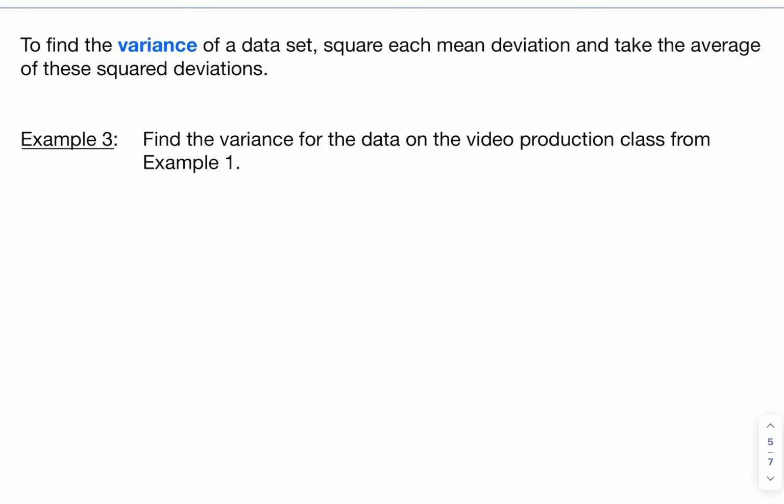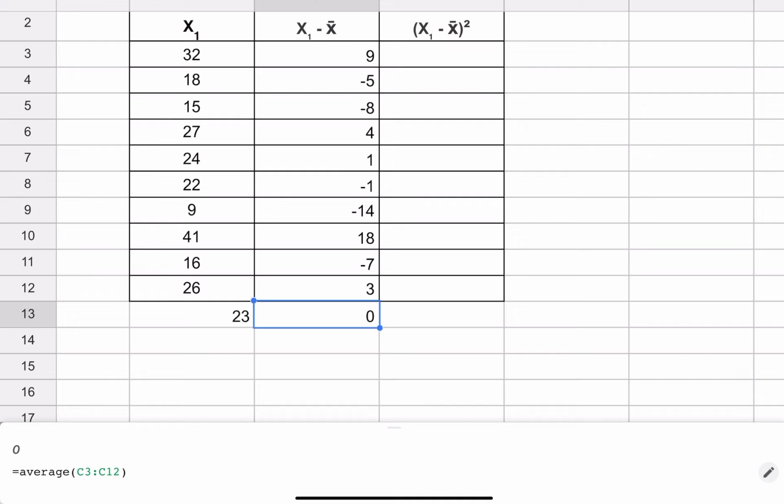So what they do is they find the variance of a data set. So what we're going to do is go back to the spreadsheet. We're going to take that mean deviation, and instead of just taking that value, we're going to square them and then take the average of that. And that will essentially be our variance.